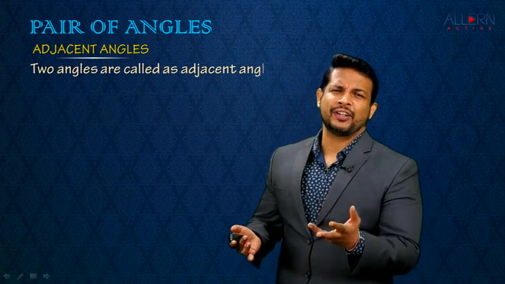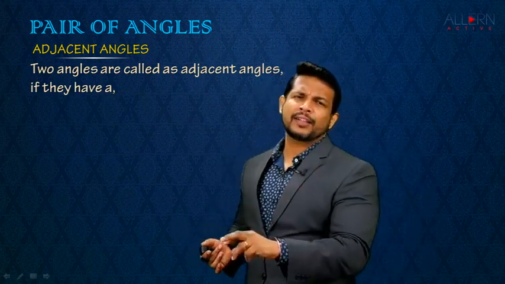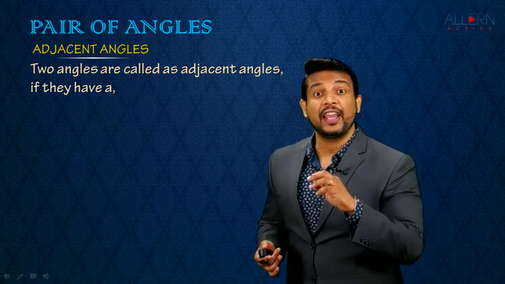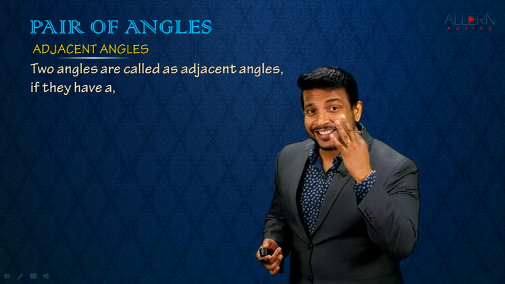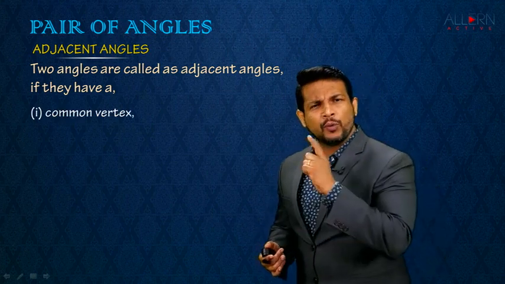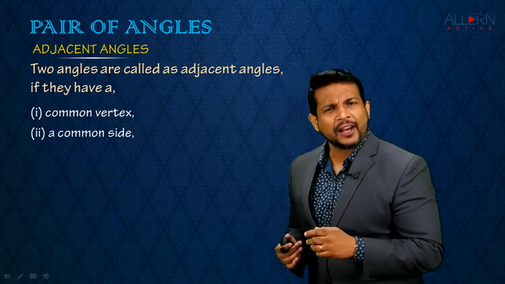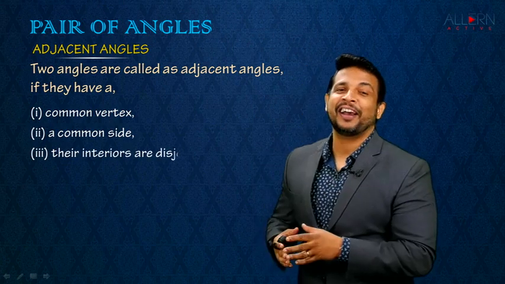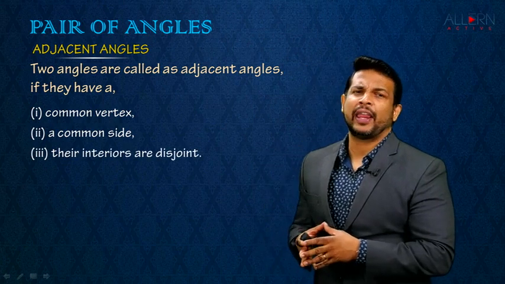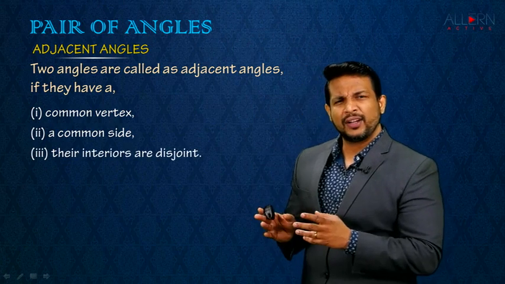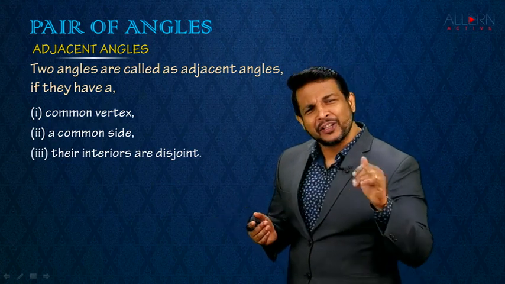There's a definition. Let's read that. It says that two angles are said to be adjacent angles if they have, there are three conditions. Let's look at that. If they have a common vertex, they have a common side, in other words a common arm, and their interiors are disjoint. Okay, now you read it, you're saying what is this? Let's understand this with the help of a figure.